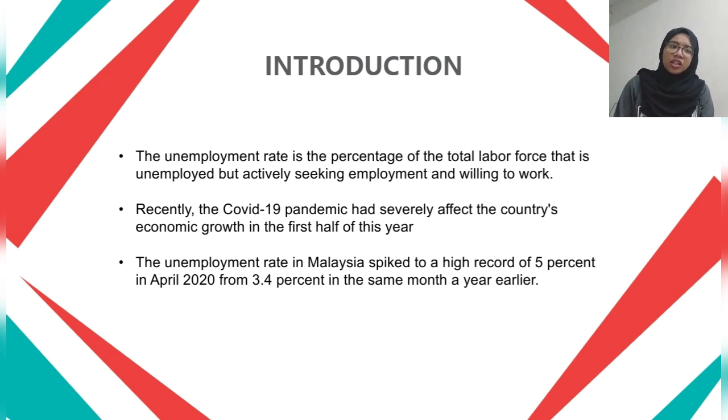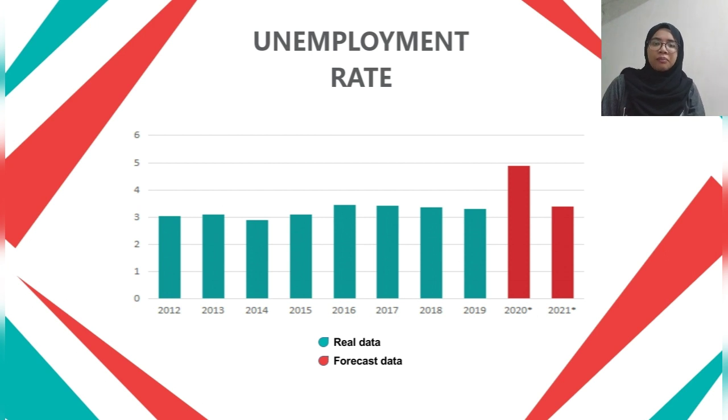First, the percentage of the total labor force that is unemployed while actively seeking employment and willing to work. That's the meaning of the unemployment rate. Next, recently, the COVID-19 pandemic had severely affected the country's economic growth in the first half of this year, particularly the second quarter, given the sudden and almost complete halt in economic activities under the first three phases of the Movement Control Order, in short MCO, from March 18 to May 3. Next, the unemployment rate in Malaysia spiked to a record high of 5% in April 2020 from 3.4% in the same month a year earlier. This was caused by the closure of operations for most businesses during the Movement Control Order in relation to the COVID-19 pandemic.